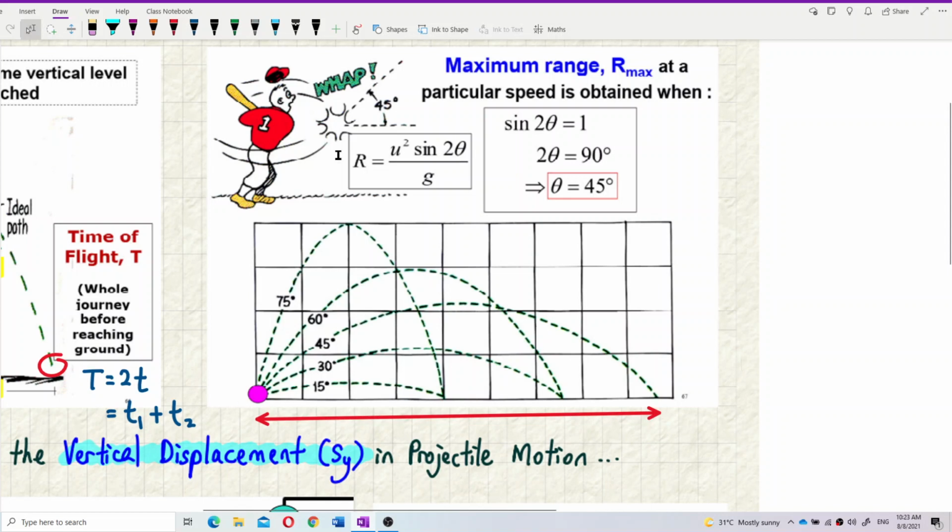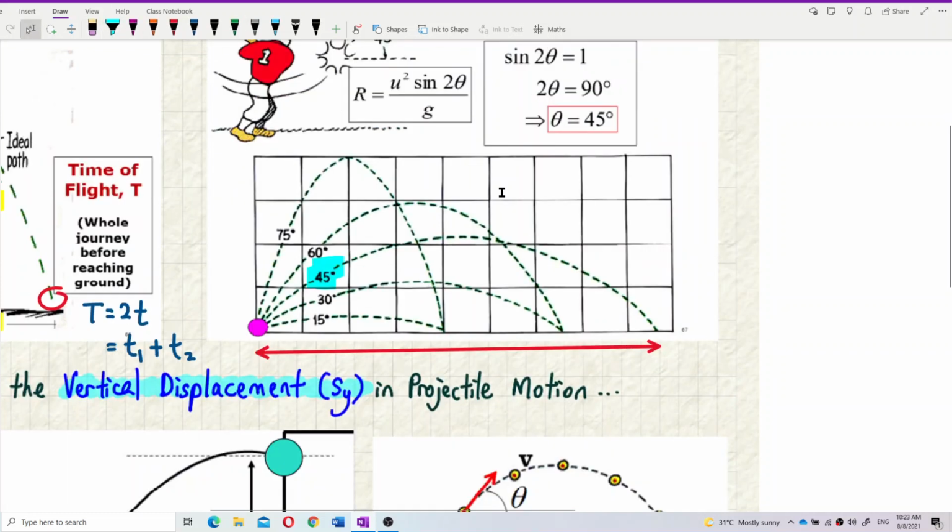So at 45 degrees. The key is you throw at 45 degrees, then you will get the maximum range. That is what we call the maximum range, or we can say the Sx is maximum. The X component displacement is the maximum at 45 degrees. That means if you throw at an angle of 45 degrees, you will get the maximum range.